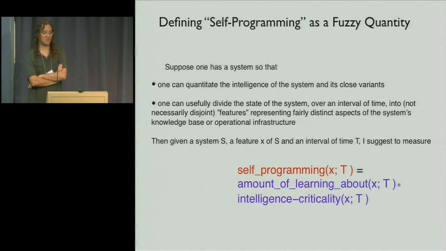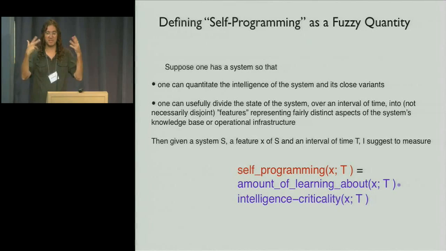Well, I decided to take a different approach: think about self-programming as a fuzzy quantity. If you can measure the intelligence of your system in some way, and if you can somehow divide the state of your system into fairly discrete features, then you can think about the degree to which a feature X is self-programmed as how much the system learns about that feature X multiplied by how critical the feature X is to the system's intelligence. In this way, you can just view self-programming as learning about intelligence-critical features.